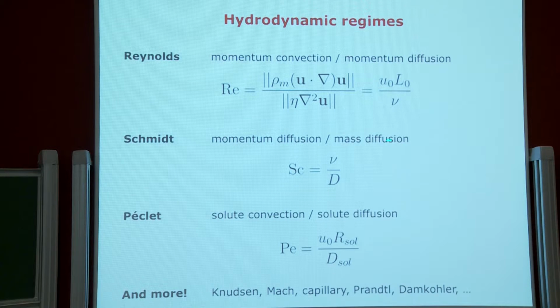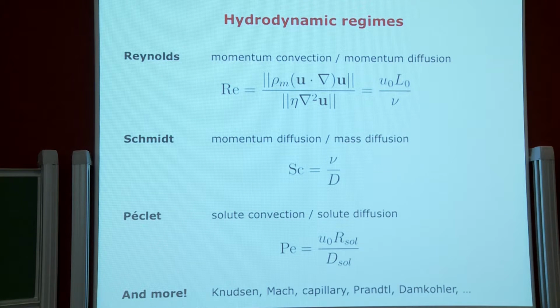And so this momentum diffusion is much larger than mass diffusion, and the Schmidt number, for example, in water will be of the order of 1,000. And again, this is a dimensionless number that tells you about different ways of transporting momentum and mass in a liquid.